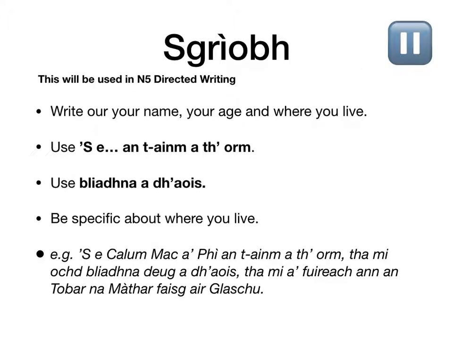One of the reasons that we need to know how to say our age very well is because the first bullet point in the N5 directed writing is to write out your name, your age, and where you live. And you're going to use "is mise" and "tha mi", use "bliadhna a dh'aois", and be specific about where you live. So if you look at the one that Callum has at the bottom: Is mise Callum McAfee. Tha mi ochd bliadhna diag a dh'aois. Tha mi fuireach ann an Taobh na mara faisg air Glasgow.